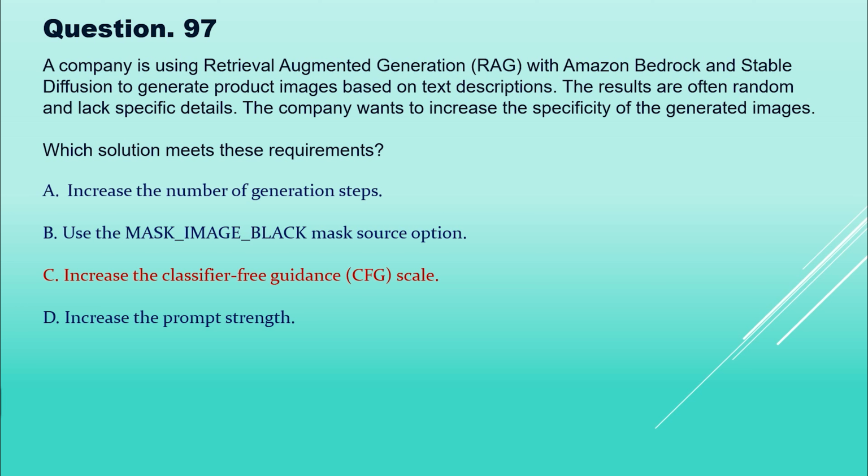And the correct answer here will be to increase the classifier free guidance scale, that is CFG. This is because increasing the CFG scale will make the model pay more attention to the input text description, improving the specificity and detail of the generated image. So option C is correct here.